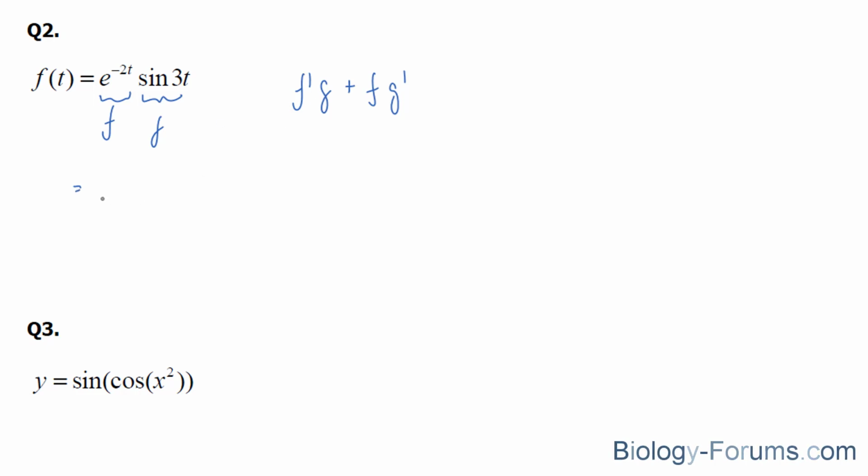That is equal to negative 2e to the power of negative 2t. And the way I did that was I found the derivative of this using the power rule, and I placed it right here. Next, we'll keep this the way it is, sine 3t, plus, keep that the way it is, and find the derivative of this.